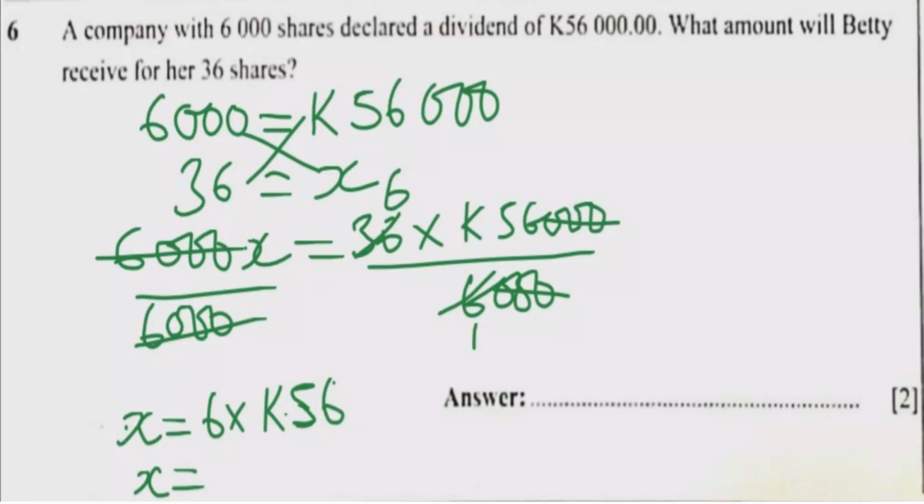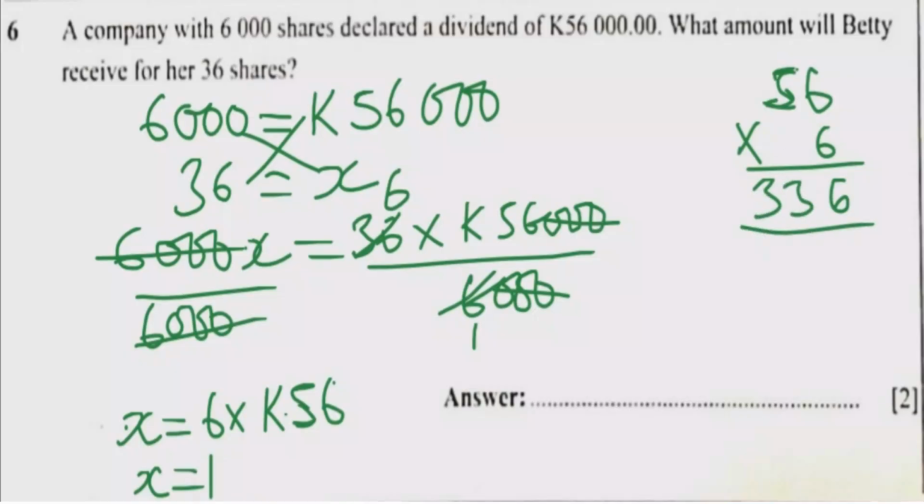Remember, I'm trying to multiply 56. Okay, 56 times 6. So what are we going to get? 6 times 6 will give us 36. So I'm going to write 6 carry 3. 6 times 5 will give us 30, plus 3 will give us 336. Okay, so 336 is the amount that BET will get. So here where it's written answer, I'm going to write 336 kwacha.